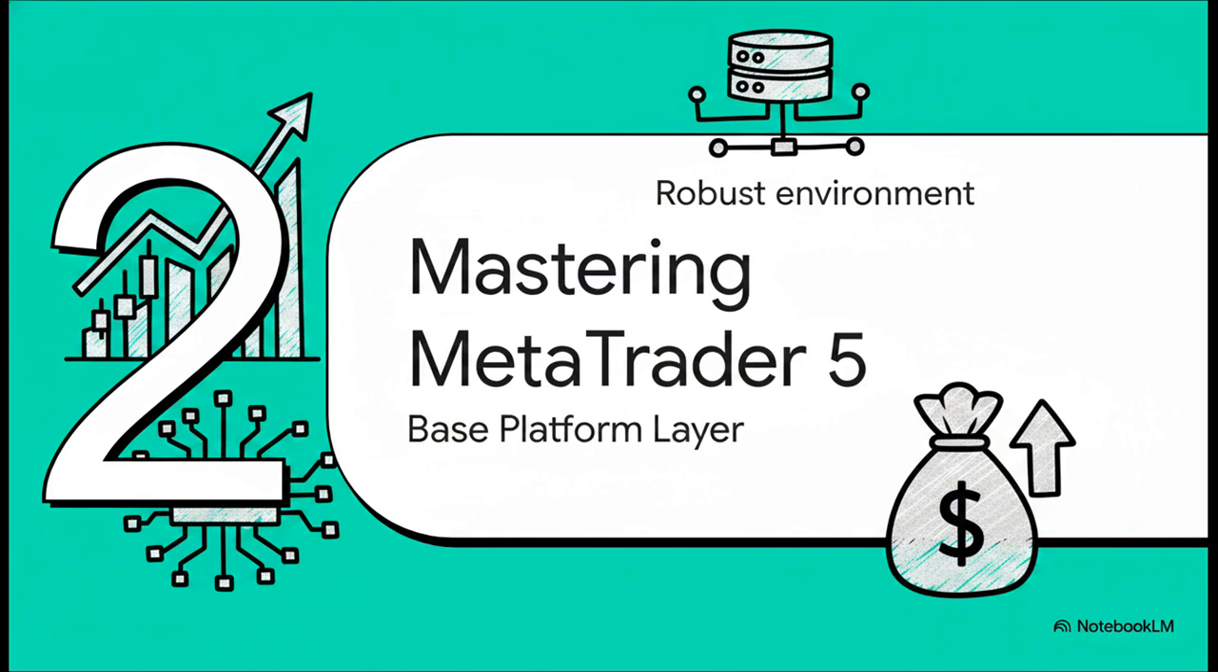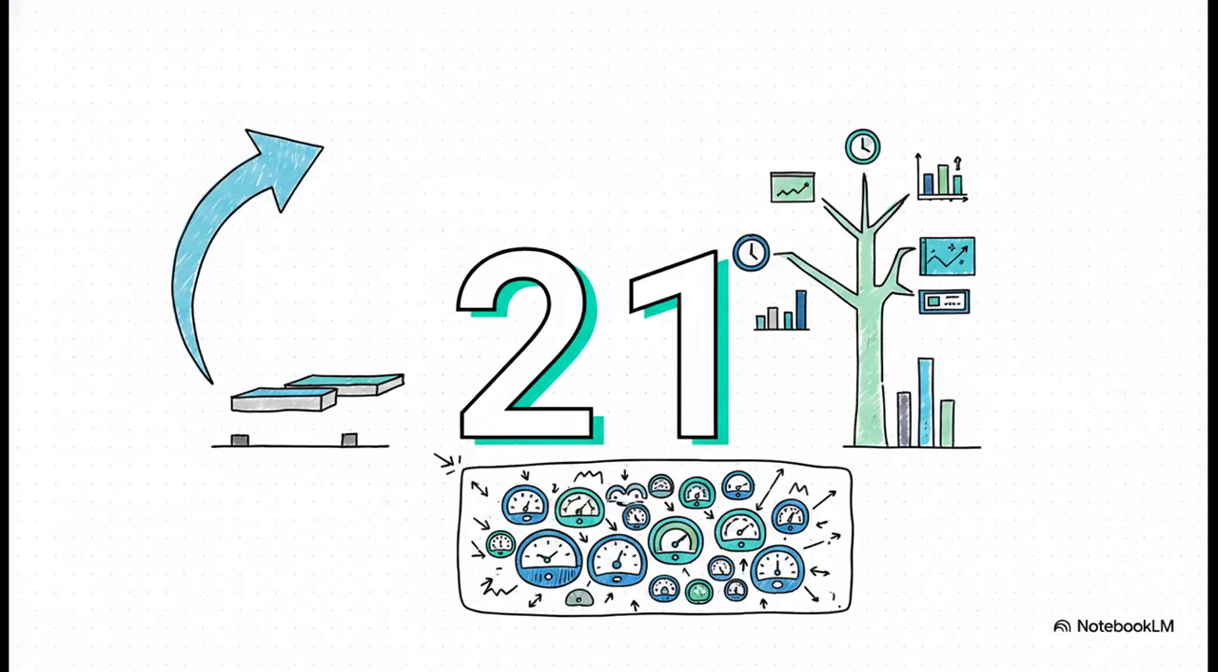Moving on to Section 2, platforms and mastering MetaTrader 5. If you're just starting out, you need a robust environment, which brings us to the absolute industry standard for retail algorithmic traders. MT5 is a massive leap from older platforms. Most notably, it gives you 21 different chart timeframes. We're talking hyper-specific intervals here, like 2-minute, 3-minute, and even 8-hour charts.